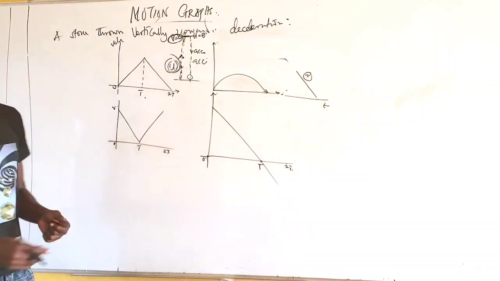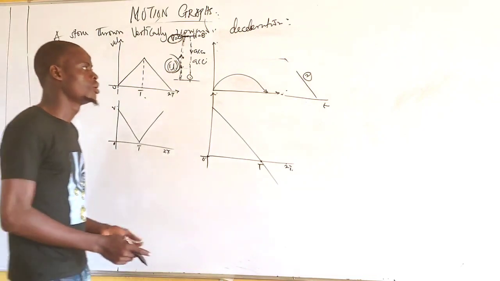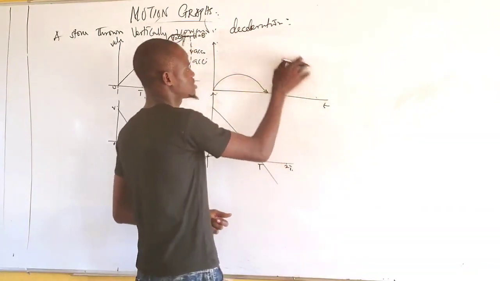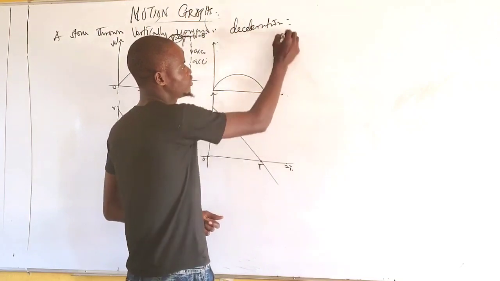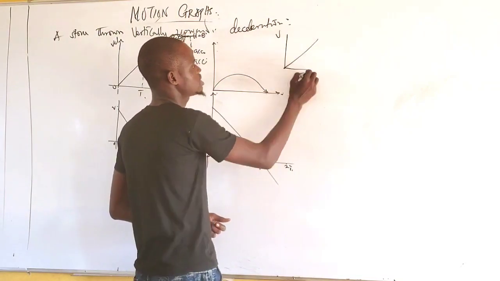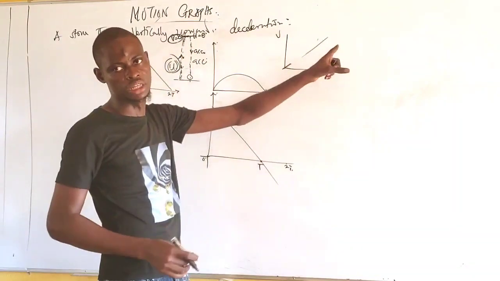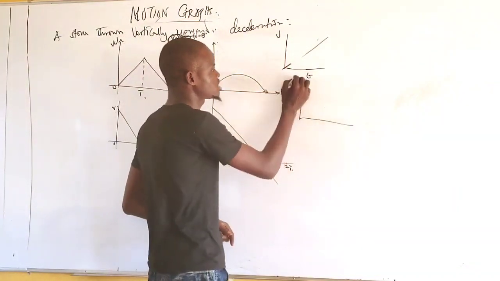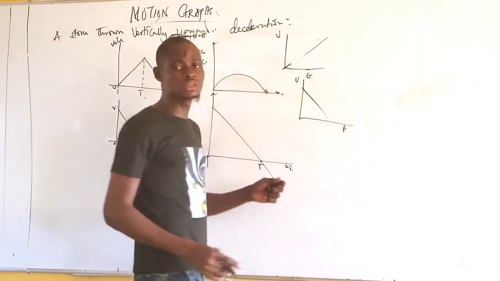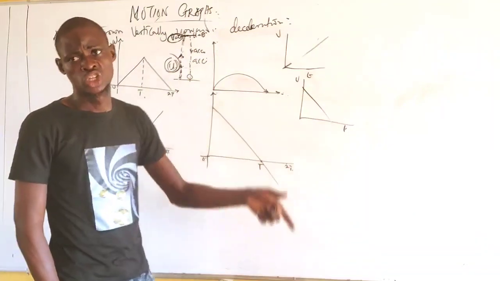Now, take a look at the velocity time graph. Whenever you have a graph of this manner, where it is velocity over time, this indicates the body is accelerating uniformly. When I have a body's velocity time graph coming down like this, it indicates the body is decelerating uniformly.